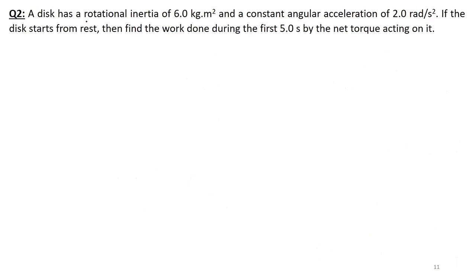Now here I have a disk, and the disk has a rotational inertia of 6 kilogram meter square. So I gave you I is 6 kg·m². And this disk has a constant angular acceleration alpha, which is 2 radian per second square. If the disk starts from rest, that means omega 0 is equal to 0. Then find the work done during the first 5 seconds by the net torque acting on it. So the question is, what is the net work?